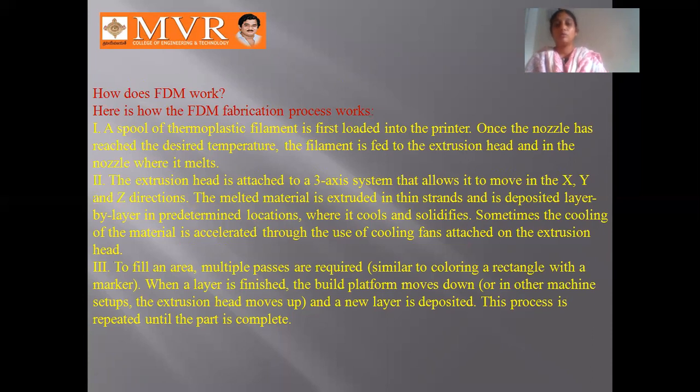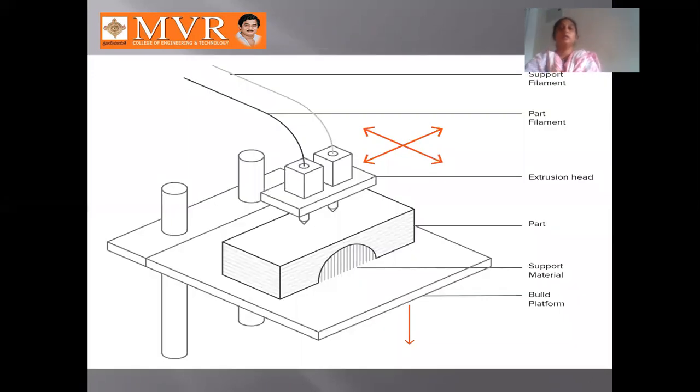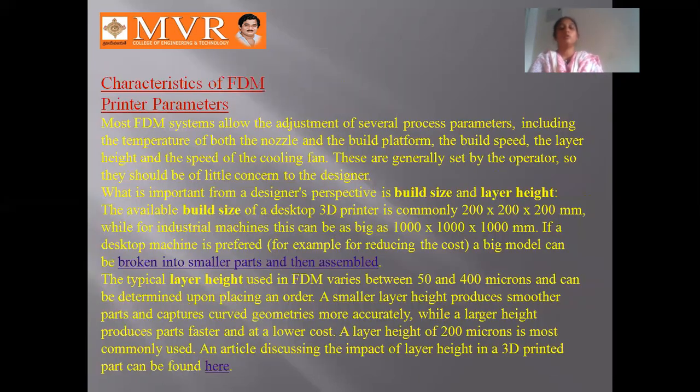Okay, to fill an area, multiple passes are required throughout the sections of the material. In the filament areas, you should build a platform and support material, so that the part of the extrusion and the part filament can be easily identified throughout the process.